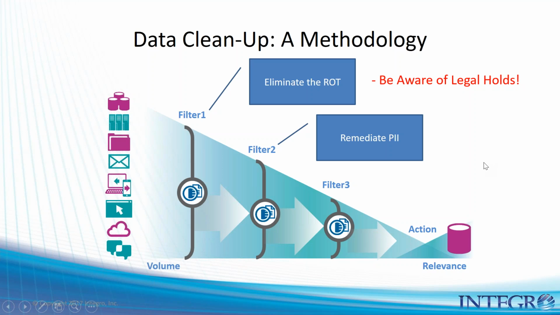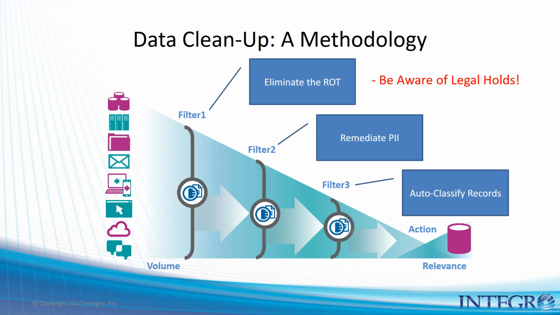Once you've removed the ROT and remediated the sensitive data, then you can start using auto-classification to identify your records. And the less data you have to classify, the faster it goes. So once you identify those records, then they can be moved to a records repository, or at least retained and disposed of according to your corporate records retention schedule.